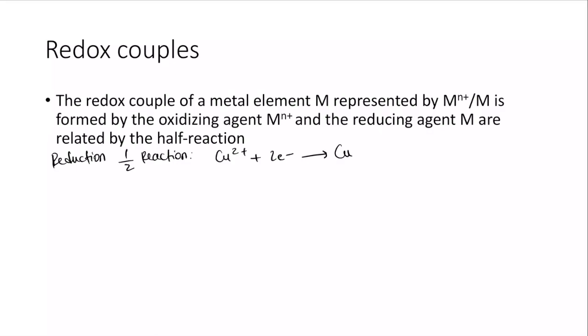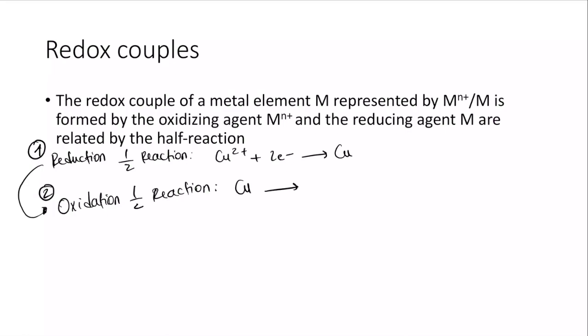Now, this is the reduction half reaction that we have. But in some cases, this is case 1 and this is case 2. Oxidation half reaction, Cu can lose 2 electrons, can undergo oxidation to become Cu2+ plus 2 electrons.